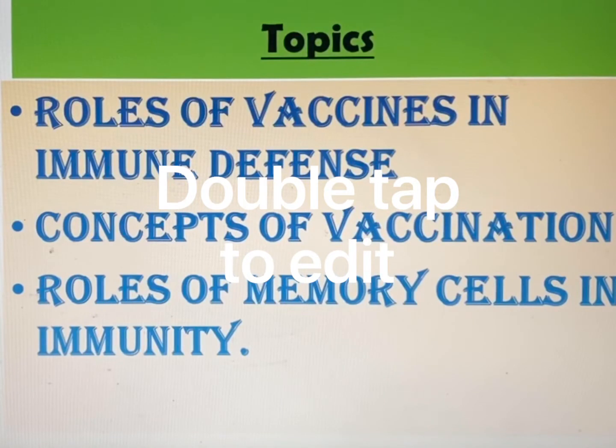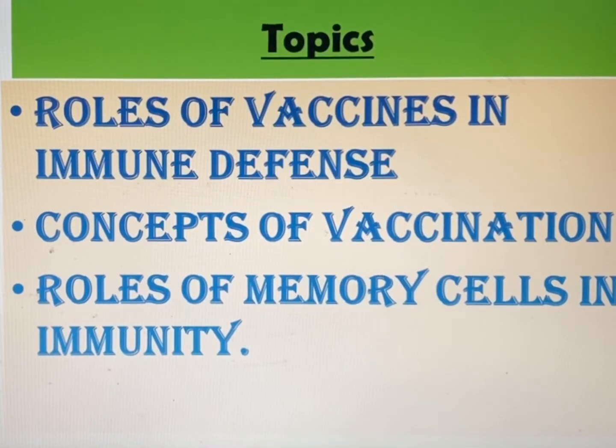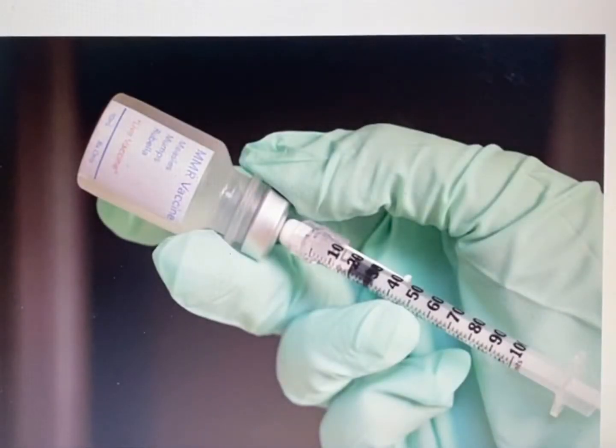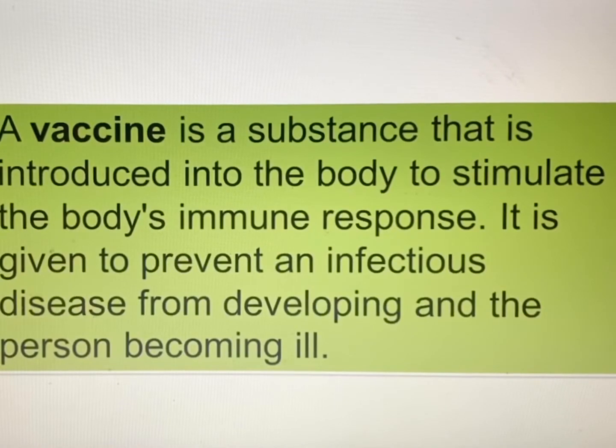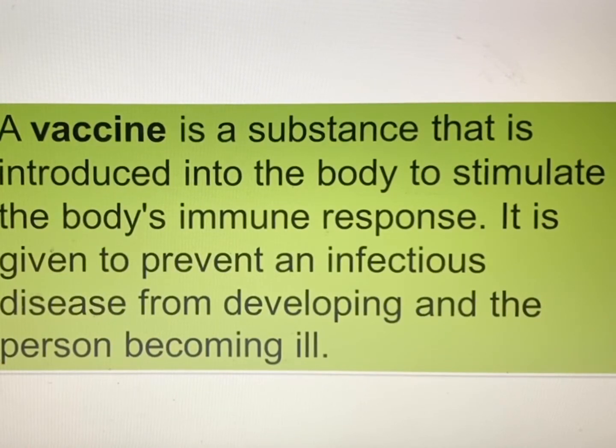Well, today's topics are roles of vaccines in immune defense, concepts of vaccination, and roles of memory cells in immunity. This is the diagram of a vaccine which is injected to get rid of diseases in advance. So let's know what a vaccine is. A vaccine is a substance that is introduced into the body to stimulate the body's immune response. It is given to prevent an infectious disease from developing and the person becoming ill.